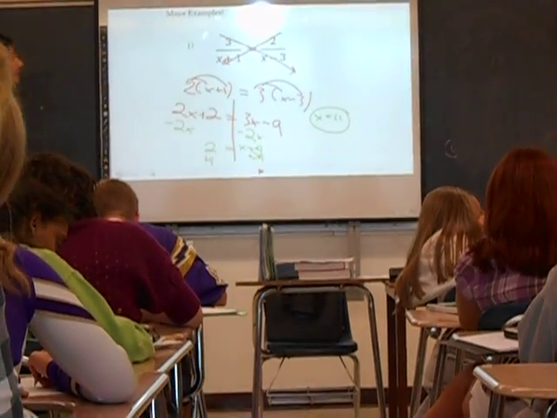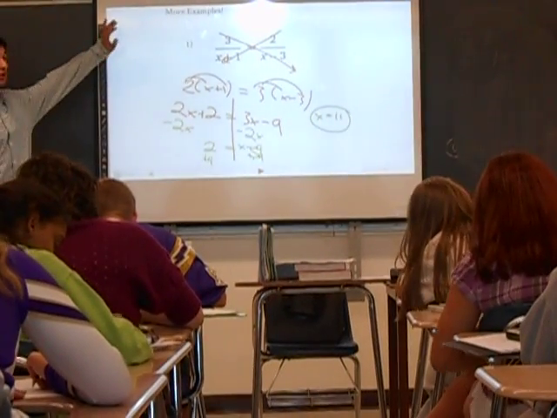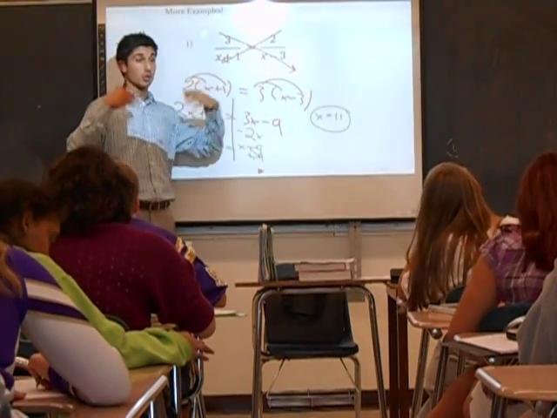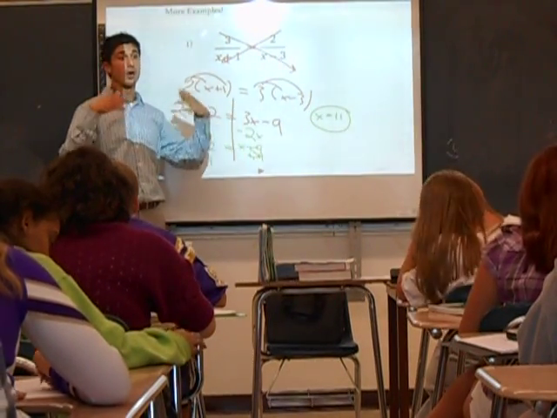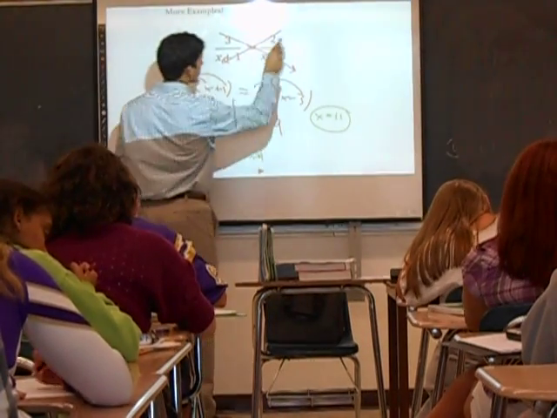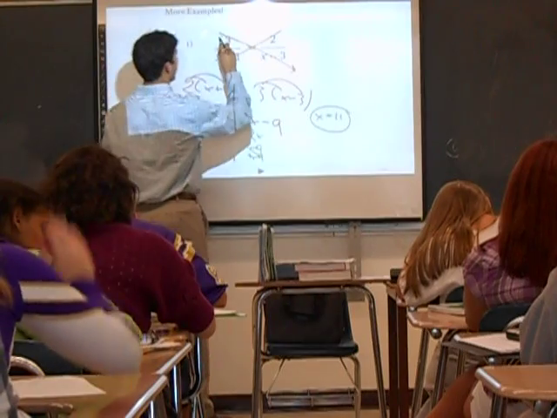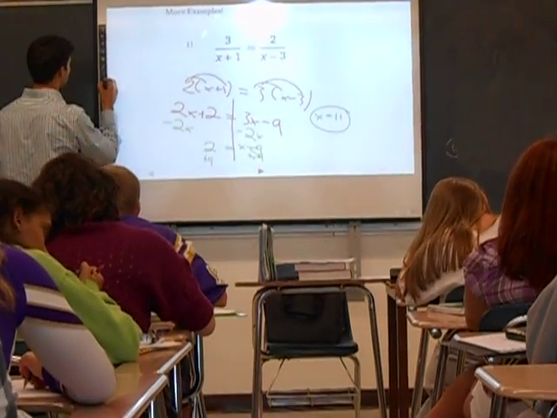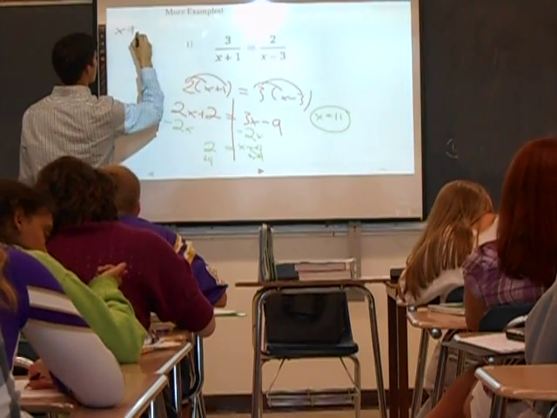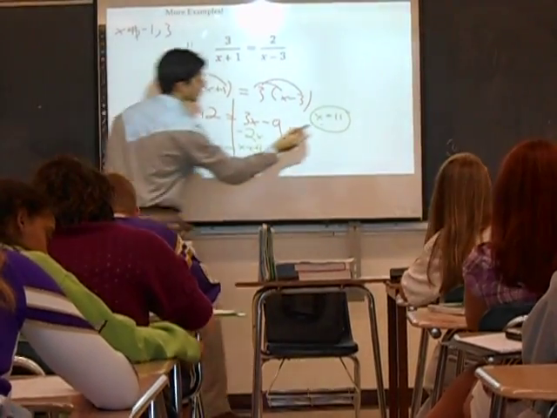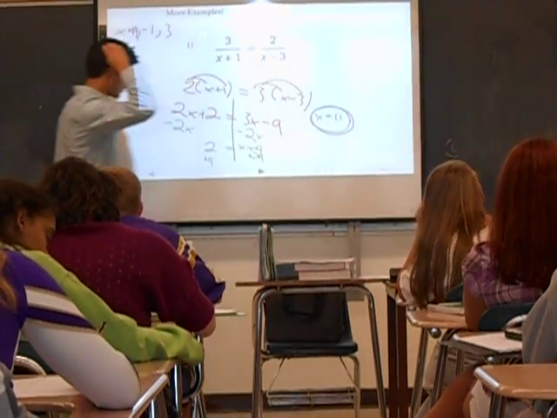Now what I actually didn't do this time was find the domain, which is wrong. You should always, even if you get to this point, that's fine, but just go back to the original fraction and see, okay, where is this undefined? Anyone? Negative 1 and 3, exactly. And does that match our answer or no? No, so this is our answer, right?